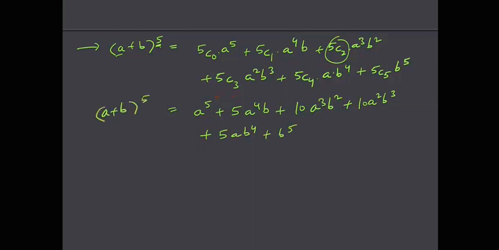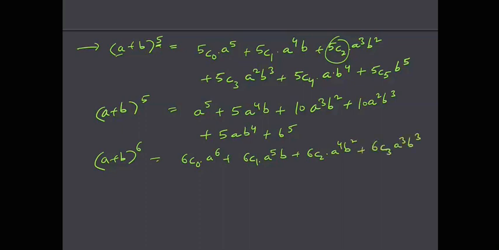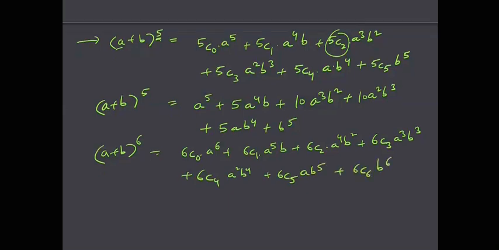So this is the expansion of (a+b)^5. Similarly, you can expand (a+b)^6. That will be 6C0 a^6 plus 6C1 a^5 b plus 6C2 a^4 b^2, sorry, the power of a will be decreased by 1. So a^6 becomes a^5, a^5 will become a^4, then it is b^2. 6C3 a^3 b^3. The power of a is decreasing by 1, whereas the power of b is increasing by 1. Plus 6C4 a^2 b^4 plus 6C5 a b^5 and plus 6C6 b^6.